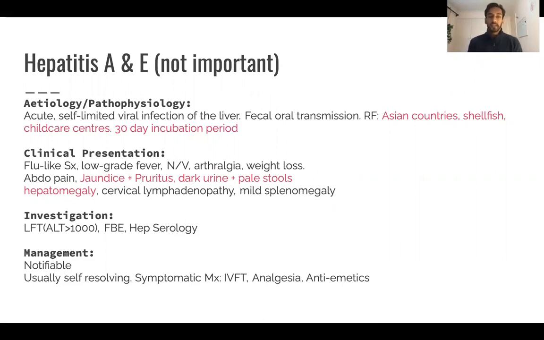In terms of investigations, an ALT over 1,000 is your classic hallmark viral hepatitis result. So that's something really important and exam relevant to know as well.